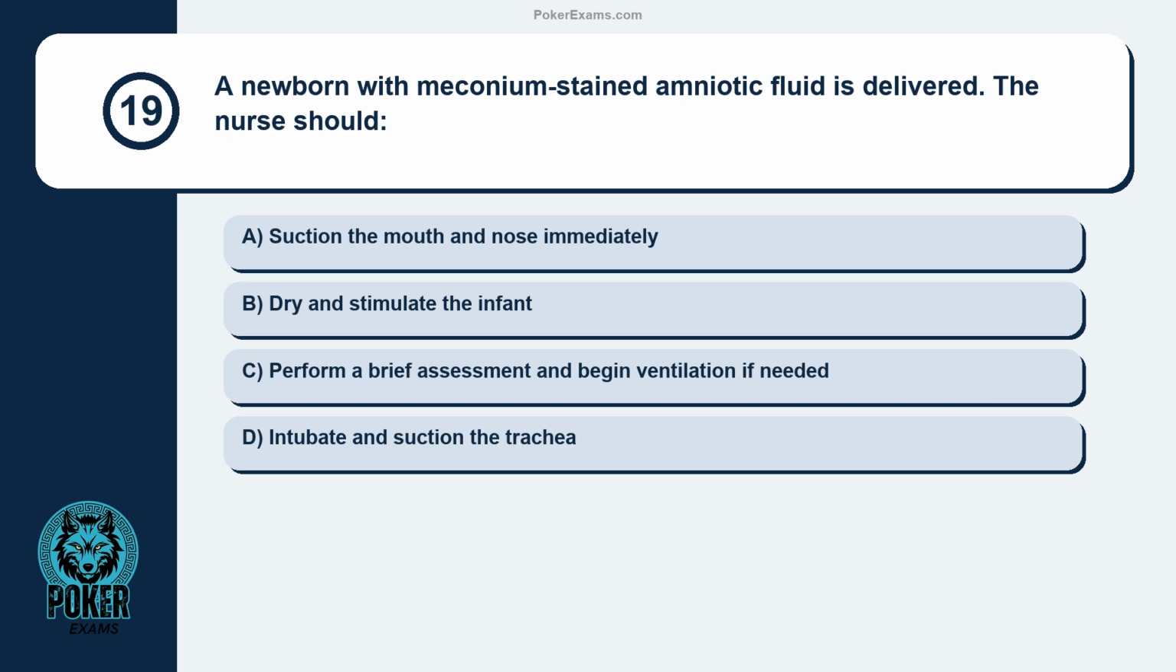Question 19. A newborn with meconium-stained amniotic fluid is delivered. The nurse should suction the mouth and nose immediately, dry and stimulate the infant, perform a brief assessment and begin ventilation if needed, intubate and suction the trachea.